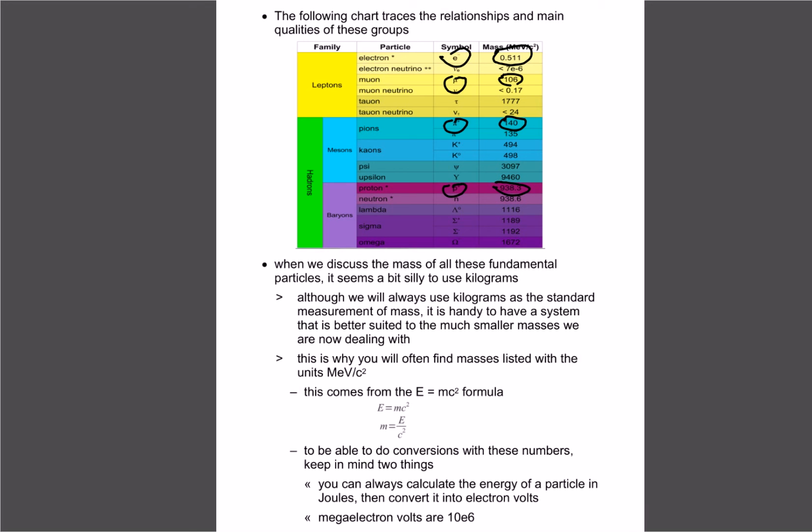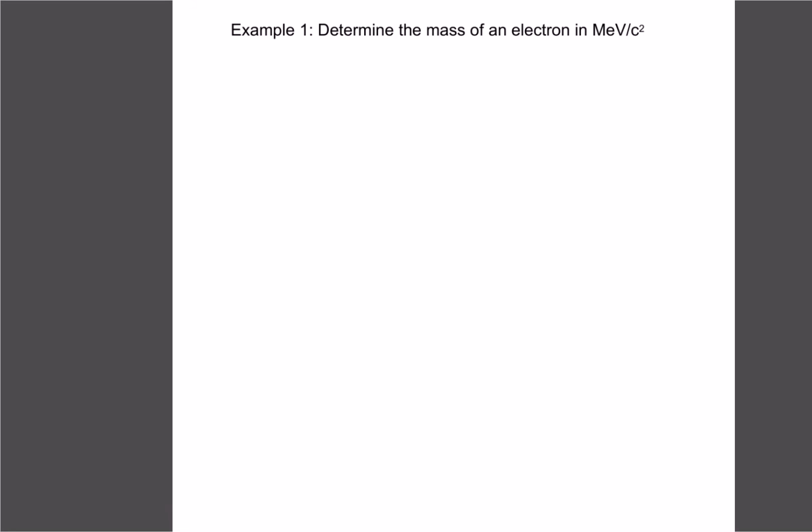And we can always convert energy and masses in terms of electron volts and so on. So we've got one example. It says, let's find the mass of an electron in mega electron volts per c squared. So if we use energy equals mc squared, we can solve the mass in terms of energy per c squared. So all we have to do is figure out the energy of an electron. So if we take its mass, 9.11, let's actually do it this way.